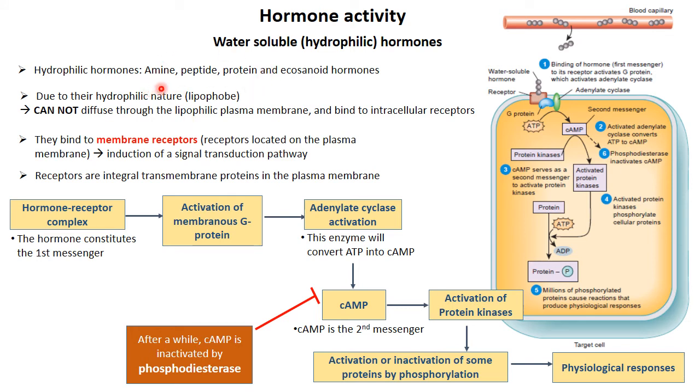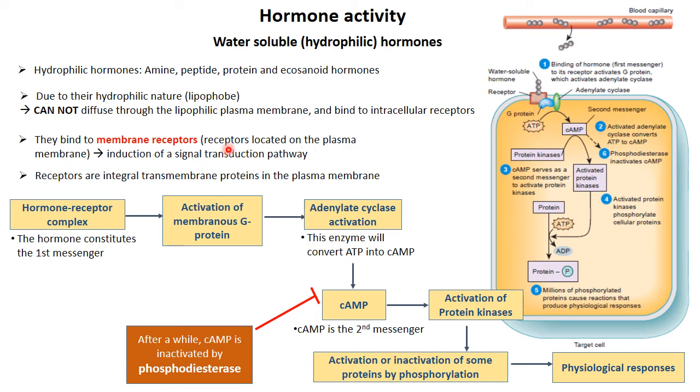Now, those hydrophilic hormones, we said they are the monoamines, the peptides or the protein hormones. And the eicosanoids are lipophilic, but they are specific. They cannot diffuse through the cytoplasmic membrane, and they need the presence of membrane-bound receptors to exert their action on the cell. Those hormones need a membrane-bound receptor and not an intracellular receptor. They don't have intracellular receptors, but they have membrane-bound receptors.